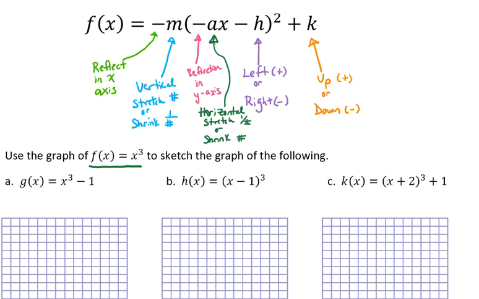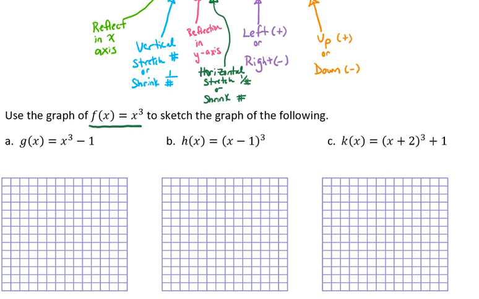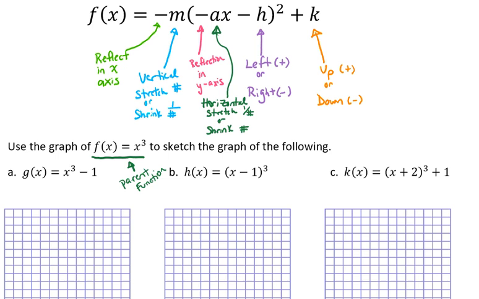And those rules apply to all parent functions, whether it's linear, quadratic, cubic, rational, or square root. It works for them all. So we're going to do some examples now where we're going to use the graph of f of x equals x to the third to sketch the graph of the following. Now notice that here we have a cubic equation, but our rules up top will still apply. Our f of x equals x to the third is what we call the parent function. It's the pure equation where no transformations have happened yet.